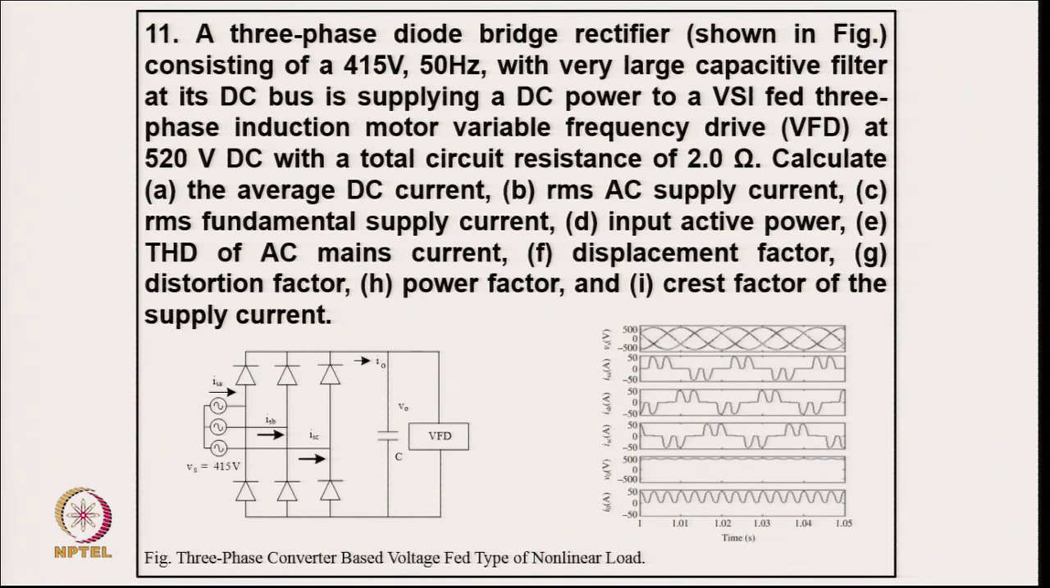This is a typical, interesting example because this diode rectifier with capacitive filter is used with a variable frequency drive. After putting in the values, these are the typical waveforms of the supply current, which has quite large distortion. So, a 3-phase 415 volt rectifier with a large capacitive filter and DC supply feeds a voltage source inverter fed induction motor drive at a DC link of 520 volt DC, with a total circuit resistance of 2 ohm.